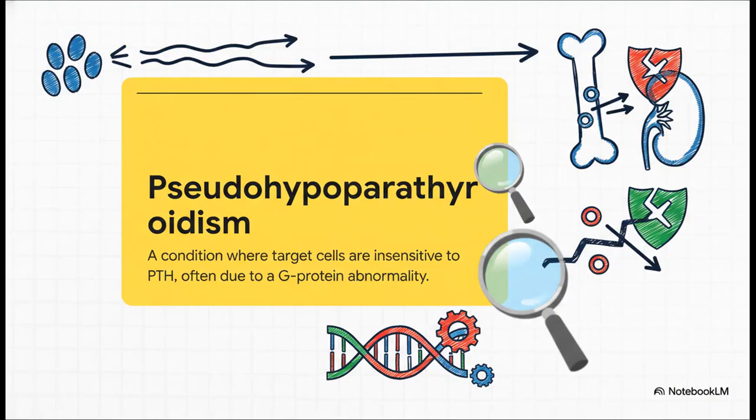pseudo-hypoparathyroidism. So what in the world is going on here? Well, the parathyroid glands are actually working perfectly fine. In fact, they're working overtime, pumping out tons of PTH. The problem isn't production, it's reception. The target tissues, the bone and the kidneys, are resistant to PTH's effects. It's usually due to a genetic defect in the G protein signaling pathway. So the hormone is there, but the message just isn't getting through.